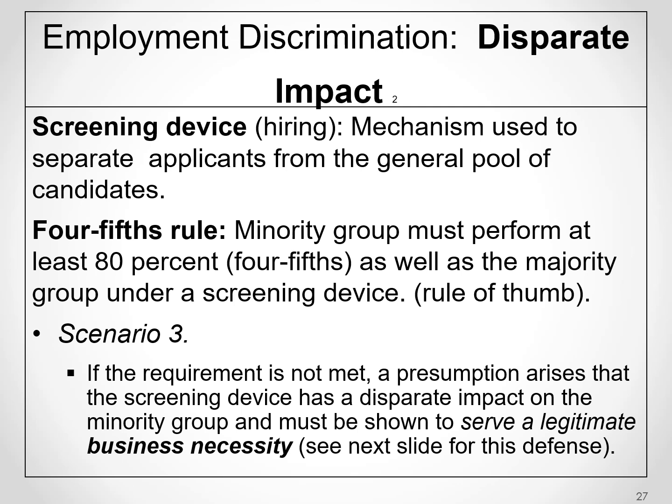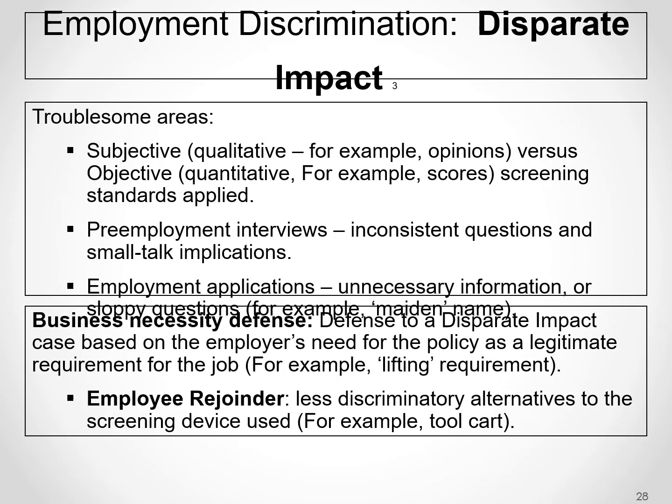When these screening devices exist, the rule is the 4/5 rule: a minority group must perform at least 80% as well as the majority group under that screening device. That's just a rule of thumb. If the requirement is not met, the presumption arises that the screening device has a disparate impact on that minority group. In order to defend against it, the business has to show that it serves a legitimate business necessity. So let's look at the next slide for the defense that a business might have.